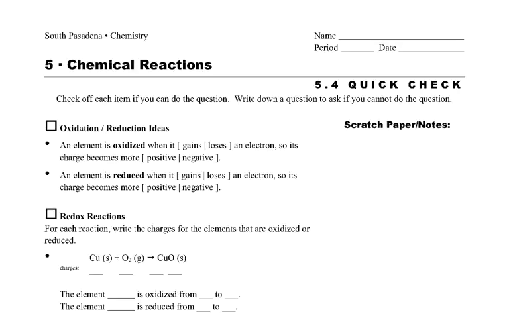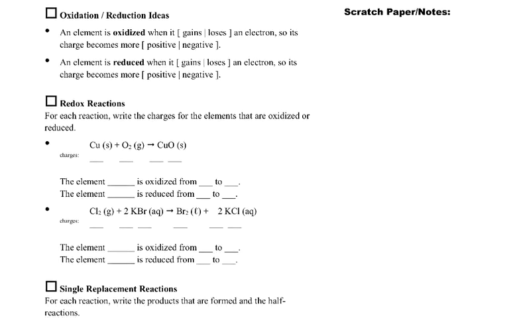Okay, for the 5.4 quick check, the first question here is talking about oxidation and reduction. And the idea is, what are the clues that help you figure out whether something is being oxidized or reduced? Okay, so oxidized, I always remember oxidized is something like copper, changing from neutral to copper 2+. Okay, and it gives off some electrons. Okay, so an element is oxidized when it loses electrons and its charge becomes more positive.